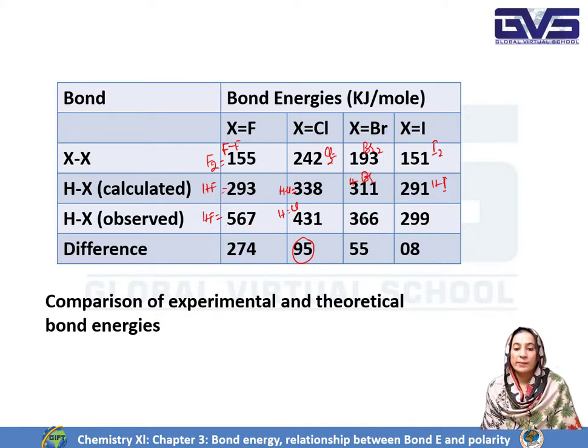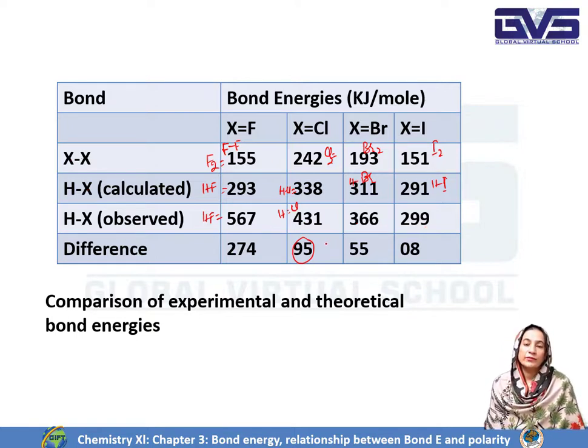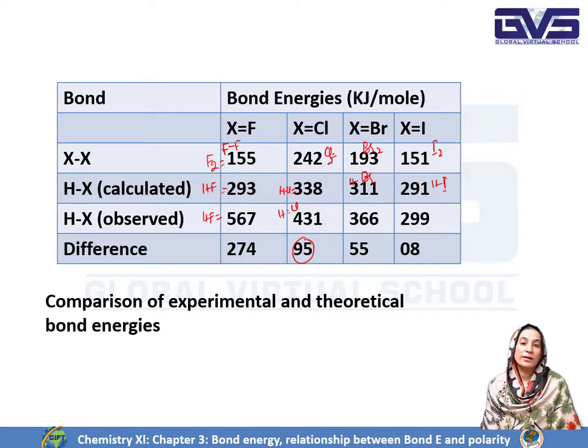And if the electronegativity difference is lesser, then the difference will be lower and the bond energy will be lesser, 366. And for HI, the difference of electronegativity is even less, so there is very little ionic character and the bond energy is very reduced compared to fluorine or chlorine, that is 299. So as the difference of electronegativity increases, the ionic character increases and the bond energy increases. Electronegativity difference is related to the ionic character, and ionic character is related to the bond energy.